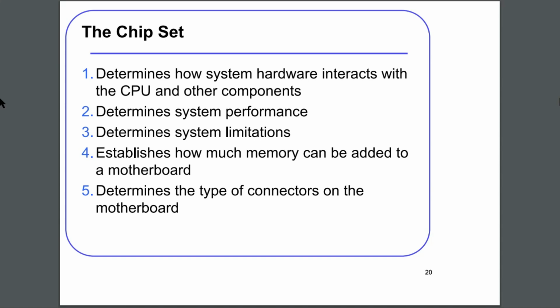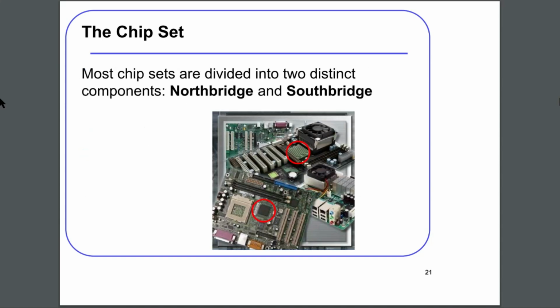So what is the chipset? The chipset determines how system hardware interacts with the CPU and other components, determines system performance, determines system limitations, establishes how much memory can be added on the motherboard, and determines the types of connectors on the motherboard. Chipsets are divided into two distinct components, north bridge and south bridge.